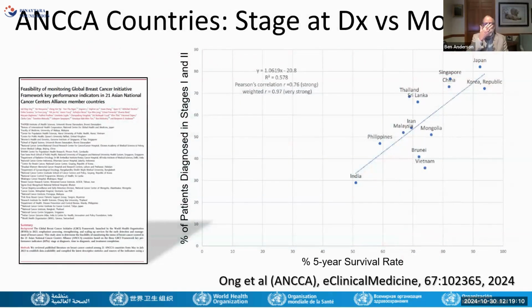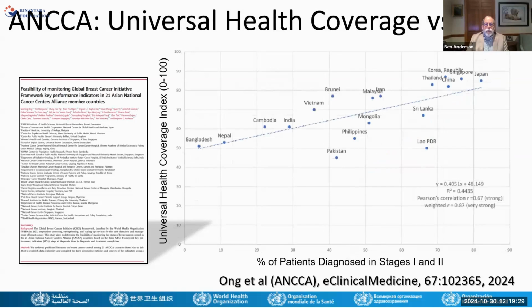Here we see those 21 countries, and you can see that there's a distribution, a linear relationship between 5-year survival and improvement in early stage cancer detection. And that's a very important feature, as we'll talk about later. Similarly, when we look at universal health coverage, how does universal health coverage correlate with the distribution of early stage disease? We also see an improvement. So paying for access, having access, is associated with improved early detection, which links to those findings.